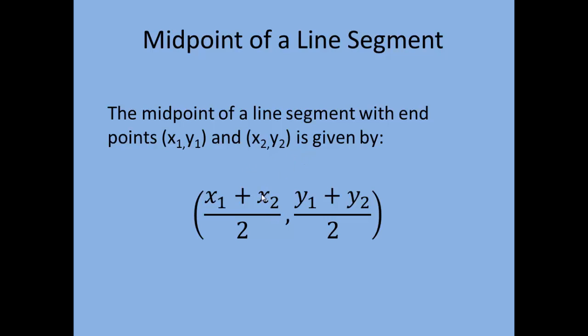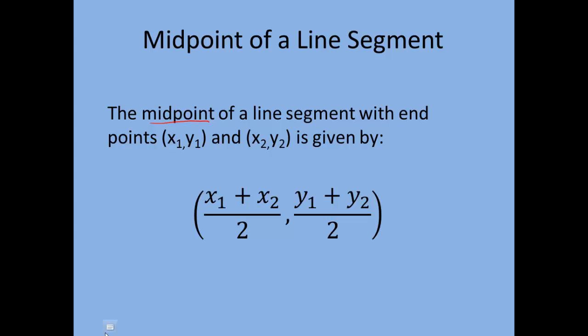Basically, all you want to do is take the average of the x values to find the x coordinate, and the average of the y values to find the y coordinate. So we've got x1 plus x2 divided by 2, just taking the average of the x values, and y1 plus y2 divided by 2 to get the y coordinate, that's the average of the y values. If you have that, you're finding the midpoint. The midpoint would be the point that's halfway in between these 2 points they gave you.